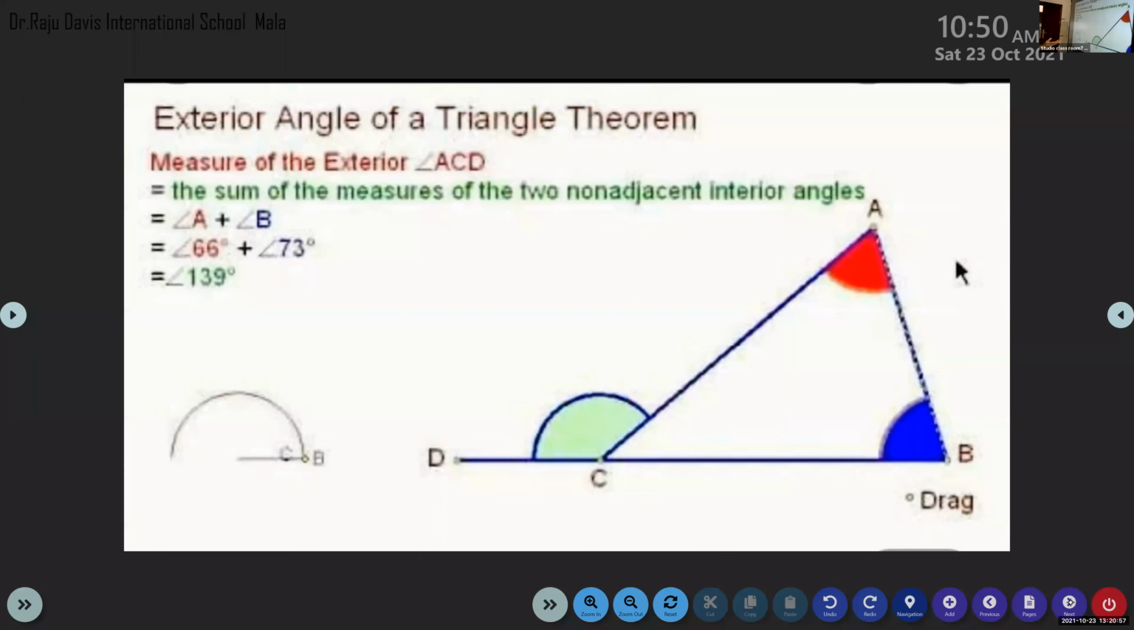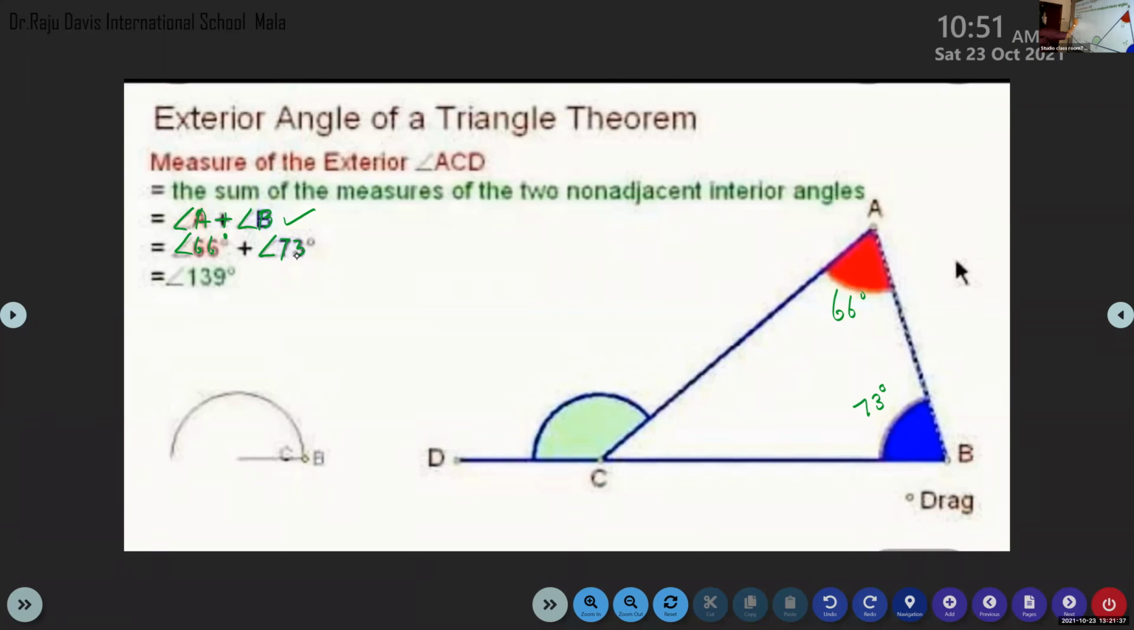Okay, this is another one. Just watch this figure. See, again, an exterior angle is formed. A plus B. Angle A plus angle B is equal to what? Here it is given, one angle is 66 degrees and the other angle is 73 degrees.